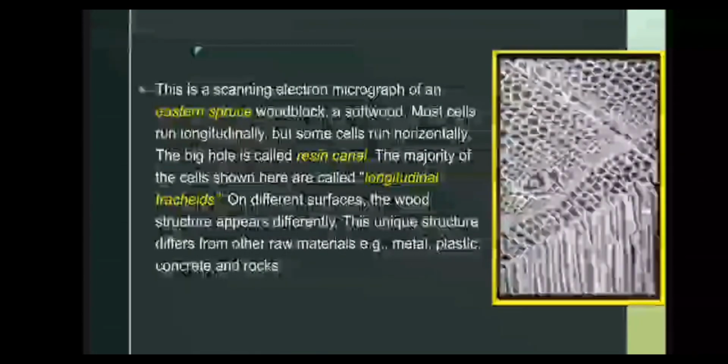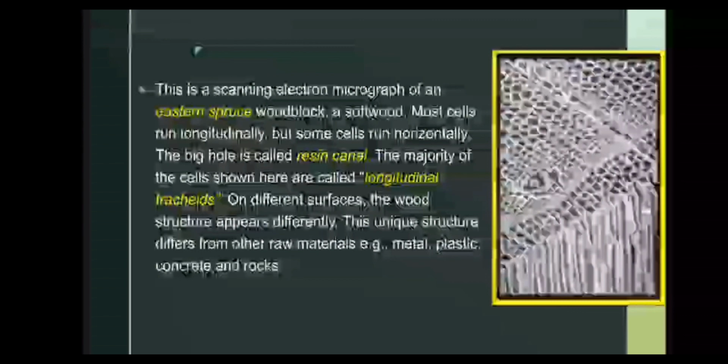This is a scanning electron micrograph of an eastern spruce wood block, a softwood. Some cells run longitudinally, but some cells run horizontally. The big hole is called a resin canal. The majority of cells shown here are called longitudinal tracheids. On different surfaces, the wood structure appears differently. This unique structure differs from other raw materials like metal, plastic, concrete, and rocks.